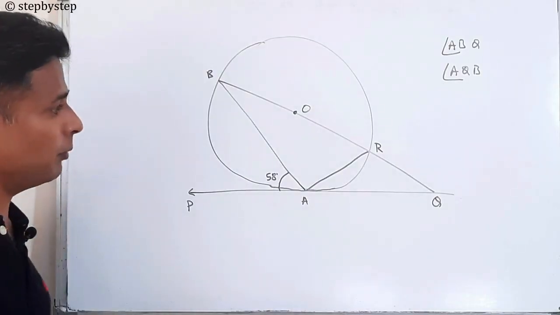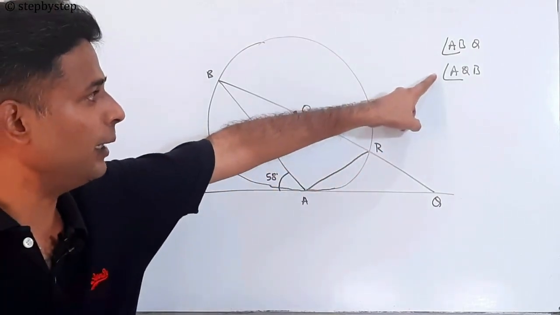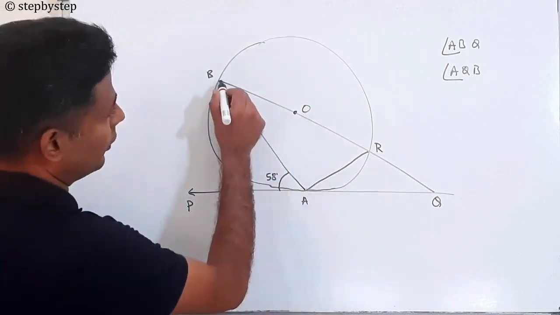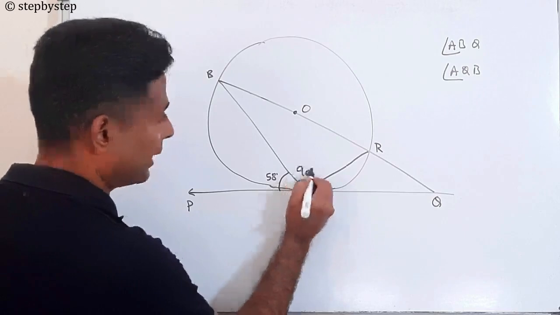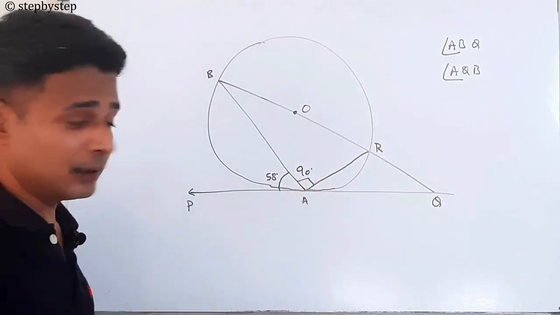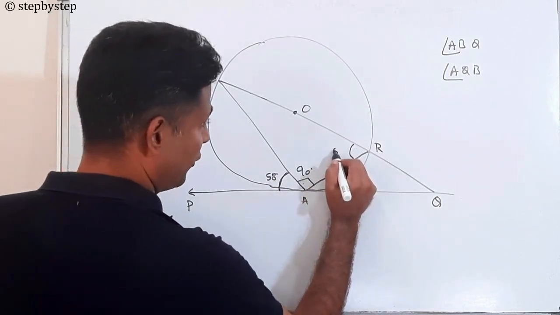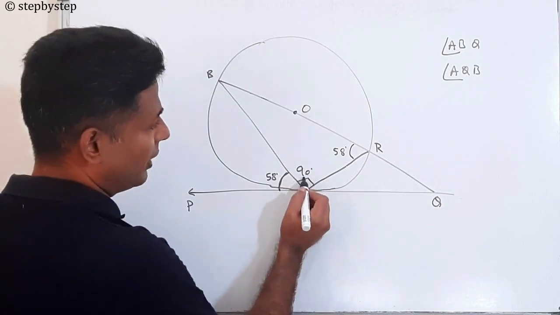Alright guys, the next problem, they have given you this figure. They have said this angle is 58 and they have asked you to find ABQ and AQB. Now, how will you solve this? If you notice again, this is a diameter, so it will make an angle of 90 degrees on the circle. Now we have this as 90 degrees. Now this is 58, so this also will be 58. Why? Angles in the same segment. Now we have 90 degrees, 58 degrees.